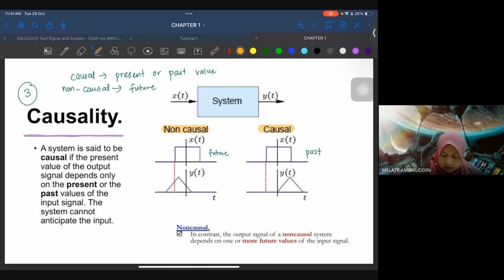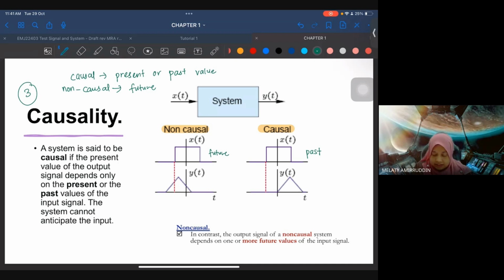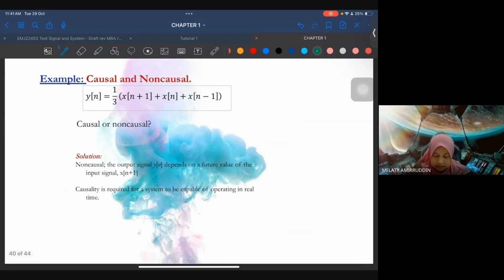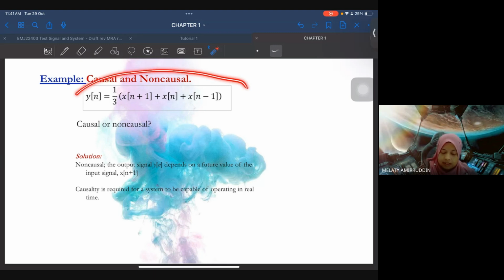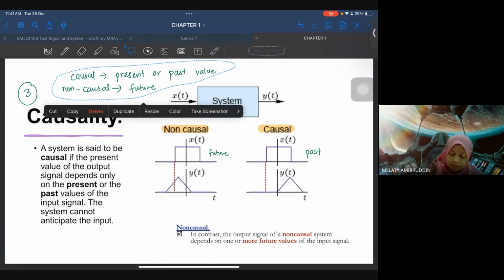So we have already learned stable, causal, memoryless. Okay. Causal and non-causal systems. This is an example. Okay, I put the notes here. Copy.